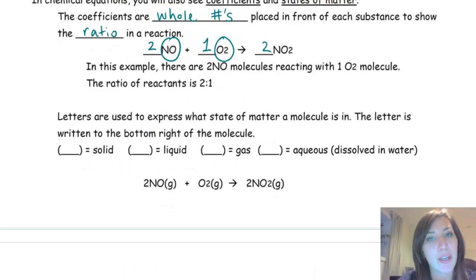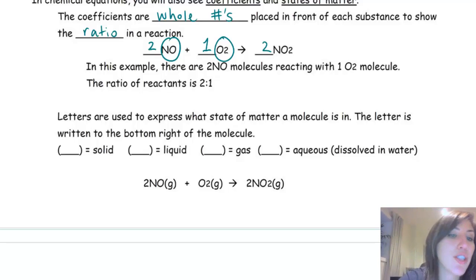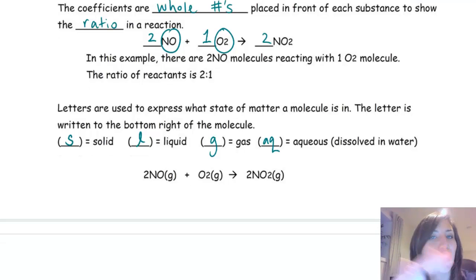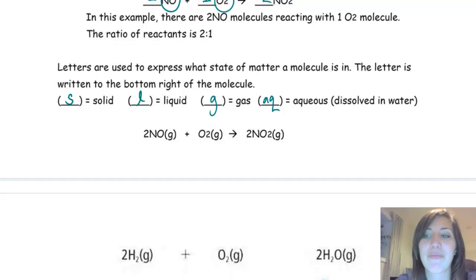And letters are used to express our states of matter. And remember that the states of matter are just solid, liquid, gas, and we're also going to talk about something called aqueous. So solid, we can just write a little S next to it. Liquid is an L, and gas is a G. Aqueous we represent with AQ, and that just means that it's dissolved in water. So if you have sugar water, then you'd call that an aqueous solution because all of your little sugar molecules are dissolved in your water.